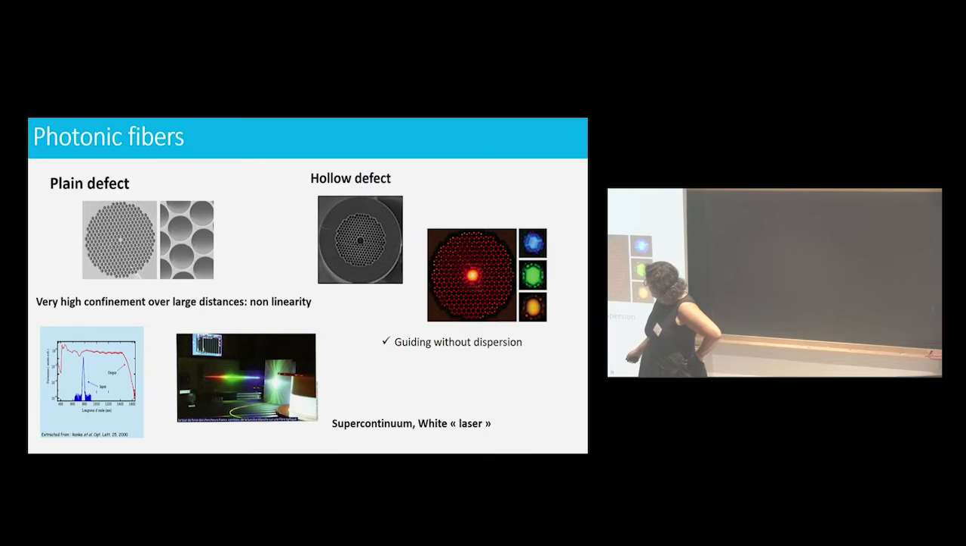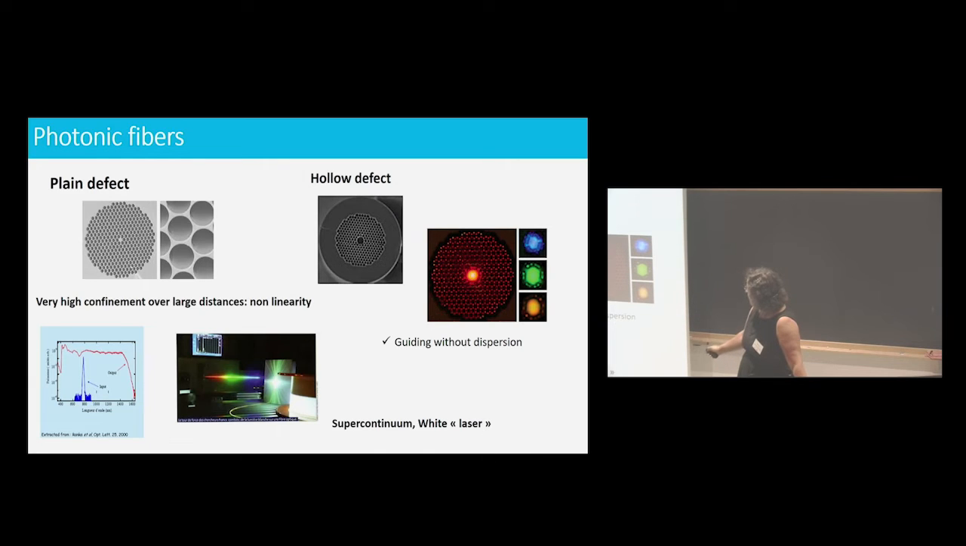If you take, for example, this wavelength in the photonic crystal fiber, which is designed for this, you propagate over hundreds of meters. And because of nonlinear effects, what you get here is a white spectrum. This is what is called a continuum, supercontinuum, or a white laser. This is commercially available.